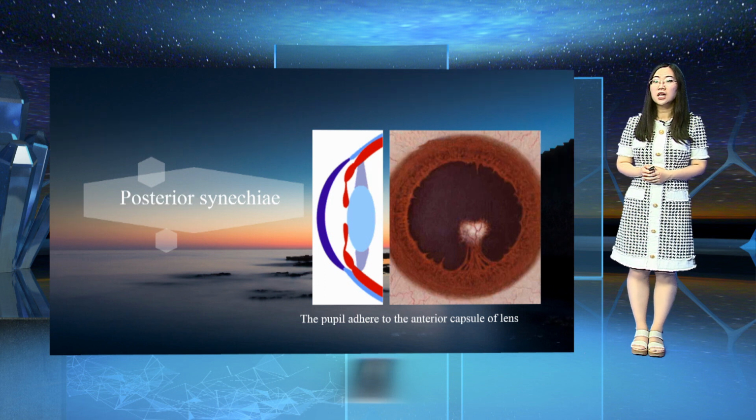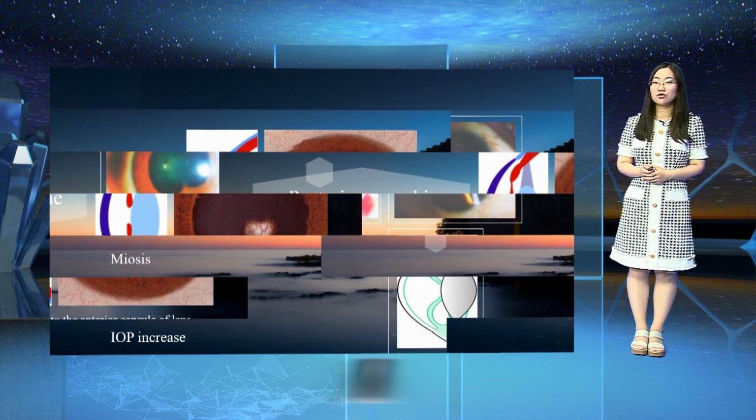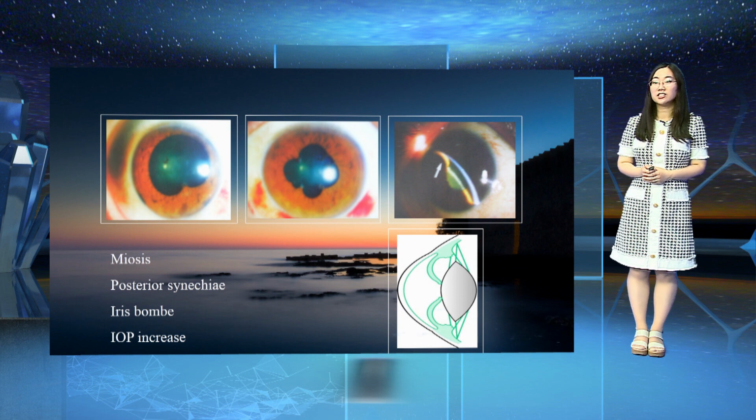Posterior synechia: the pupil adheres to the anterior capsule of the lens. Miosis means excessive contraction of the pupil. There are different shapes of posterior synechia, a condition occurring in posterior synechiae. Then, an increase of aqueous humor contained in the posterior chamber causes forward bulging of the iris. It may provoke an attack of angle closure glaucoma, as the iris may block the drainage angle.